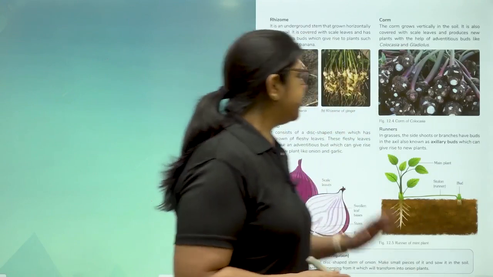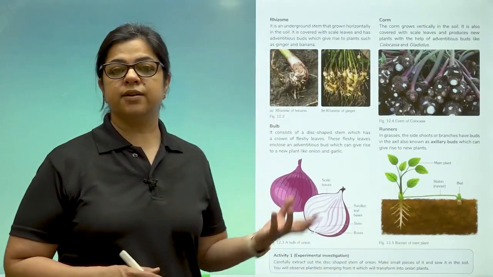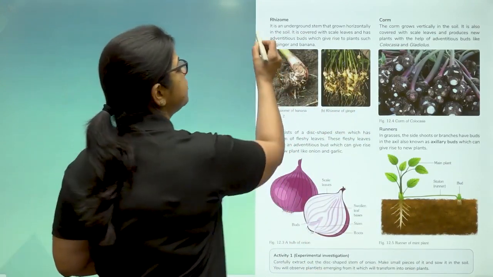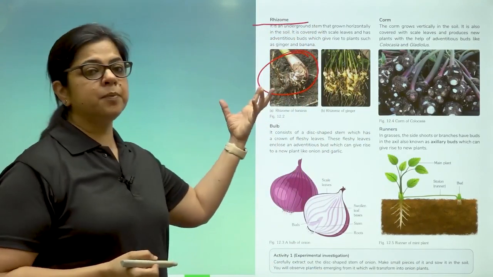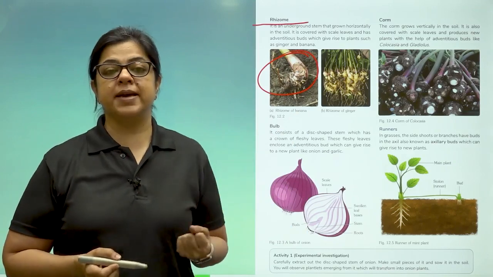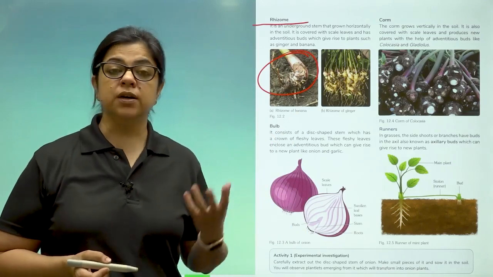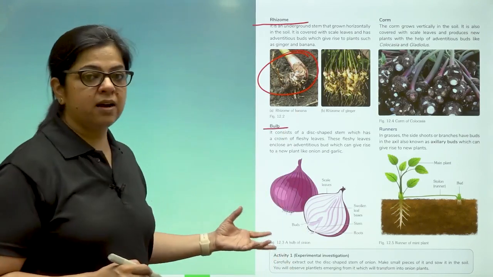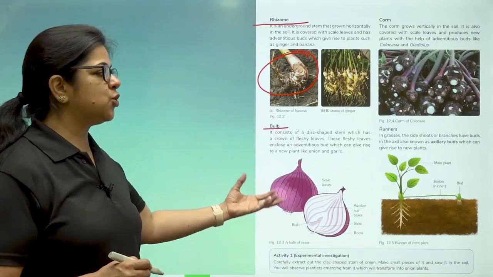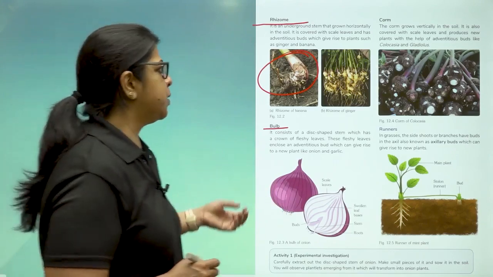Similarly, an underground stem can be used to create a new plant, as in the case of rhizome. As we can see in this picture, this bulb-like thing that comes out from the base of the plant can grow into a new plant. As in case of onion and garlic, the bulb again is used to reproduce a new plant.